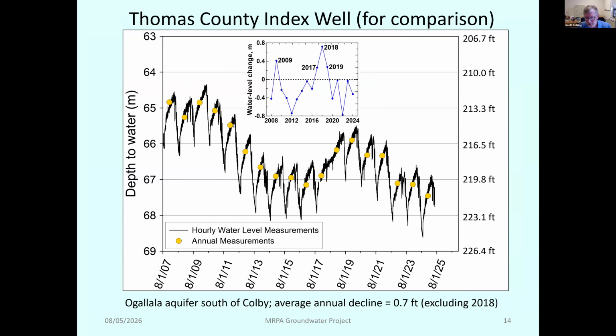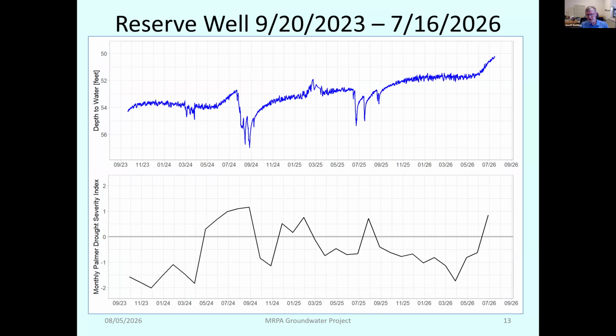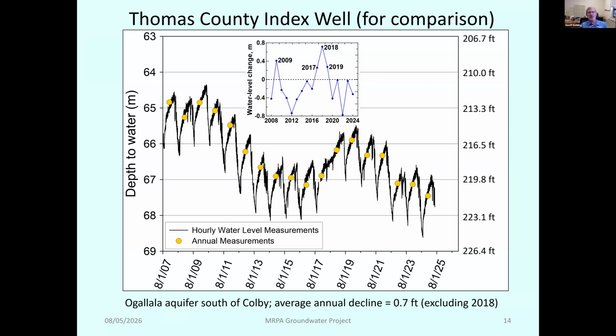Now, I just wanted to compare this kind of record to the situation that we see when you're actually dewatering an aquifer. So this is from the Thomas County Index well in the Ogallala Aquifer south of Colby. And here you see a strong signal of the spring and summer irrigation. So you get the really sharp declines, and then you get recoveries in the fall and winter after the irrigation season. And most years you see an actual year-to-year decline in water level, and that's because the irrigation is actually dewatering the aquifer. So it's a very different situation.